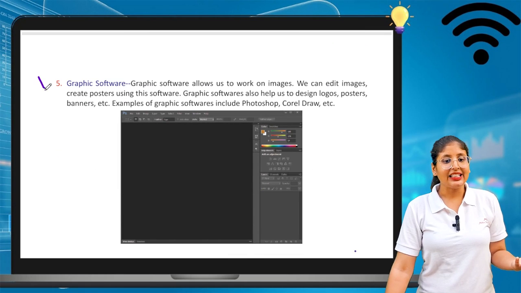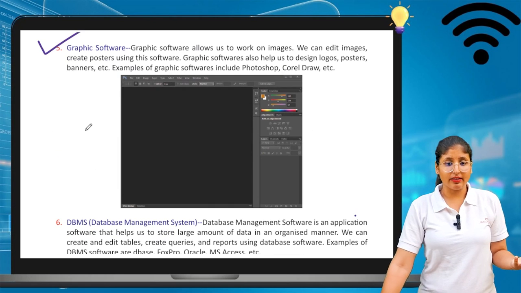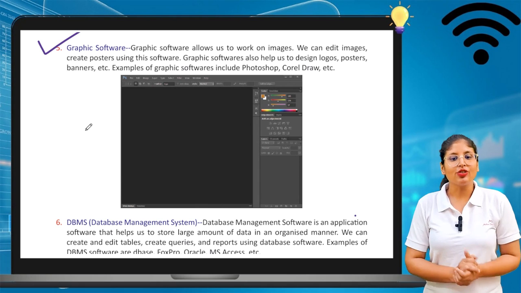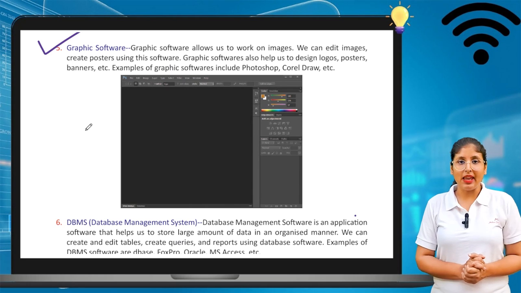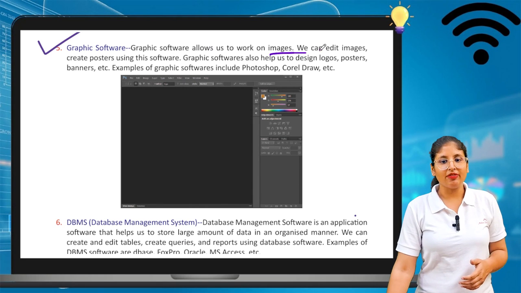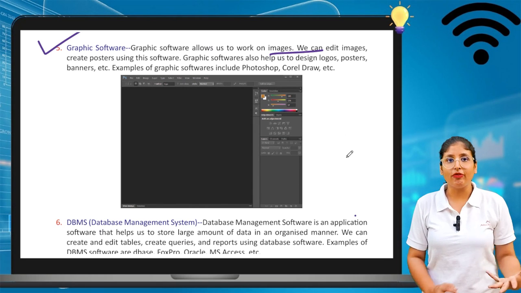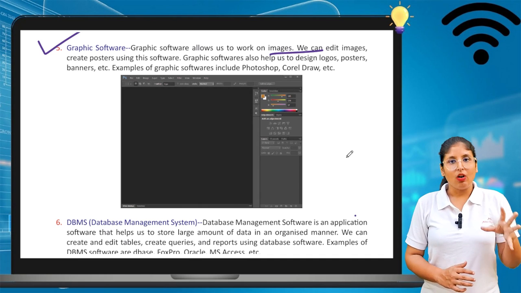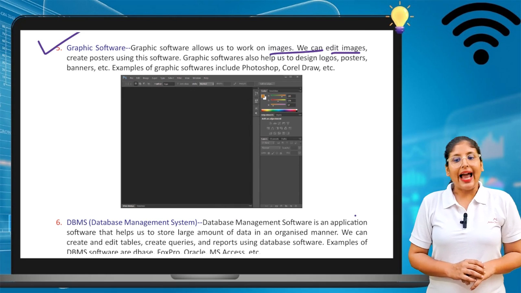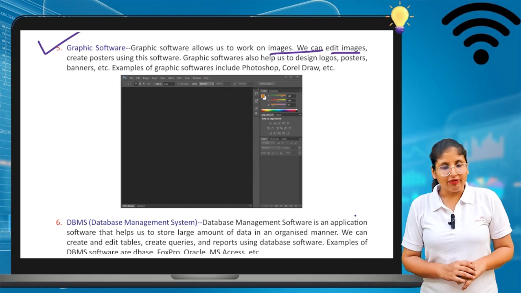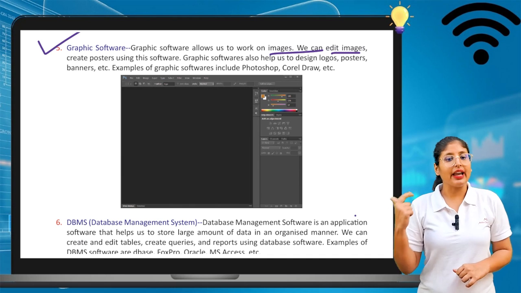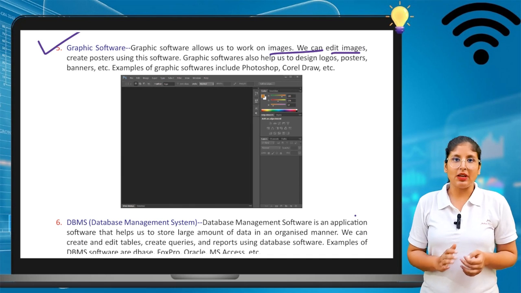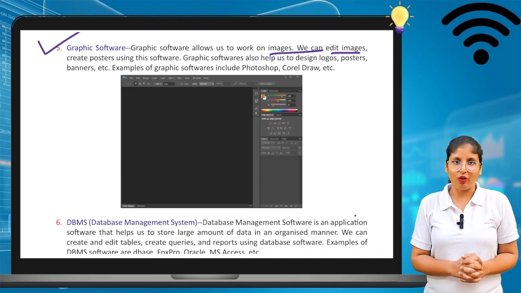Next, graphic software. What does graphic software do? Let's see. Graphic software allows us to work on images. We can edit images and create posters using the software. So we can edit the images with the help of graphic software.